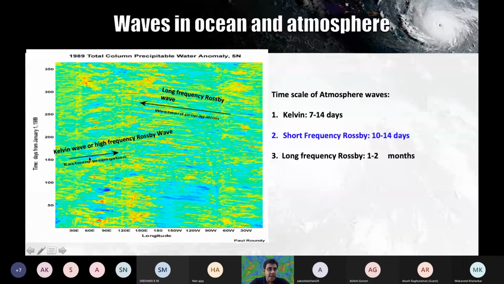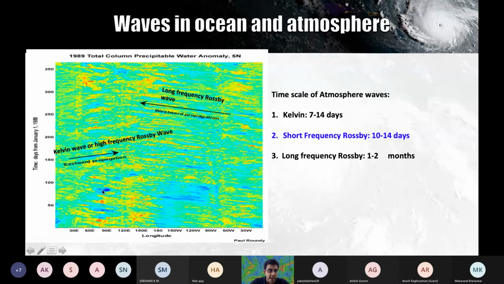Okay, and when you see, blue means it is moving from left to right, and red means it is moving from right to left. So all these red patches mean it's a Rossby wave, and all these blue patches mean it's a Kelvin wave. Okay, so at a time in which basin, our Indian Ocean basin is somewhere around 60 east and 90 east. So this is where we are.